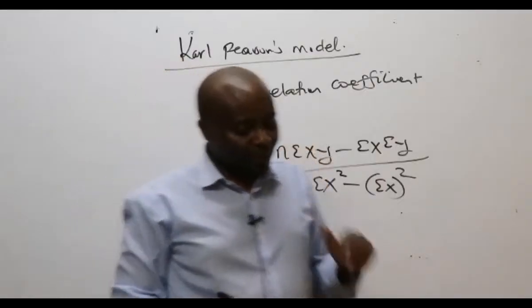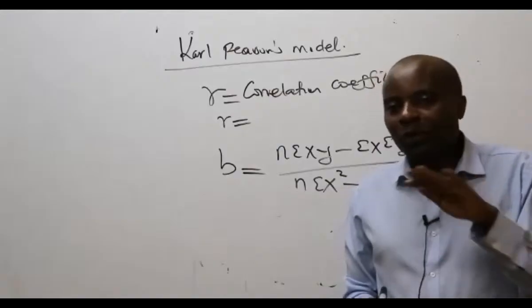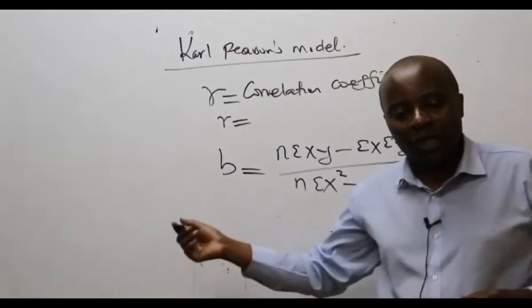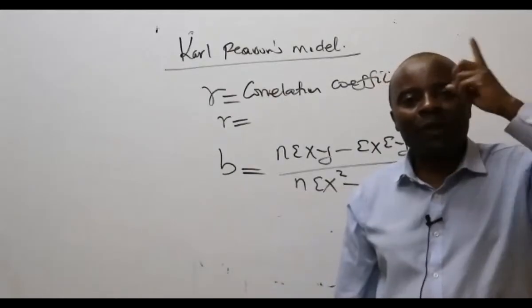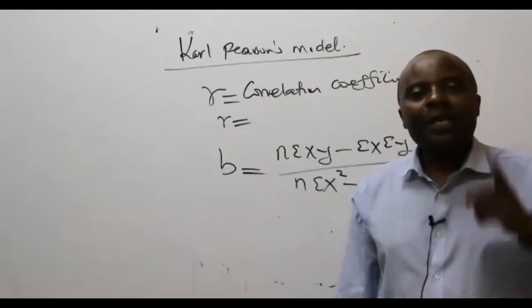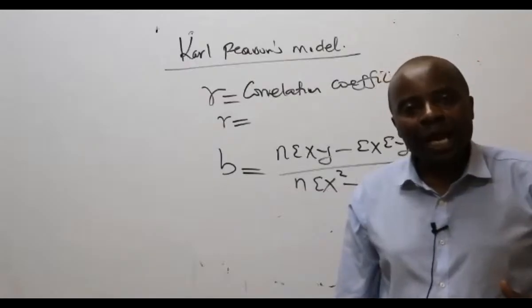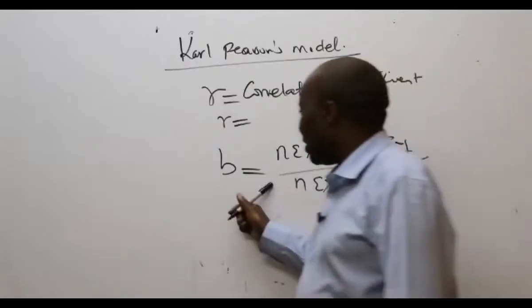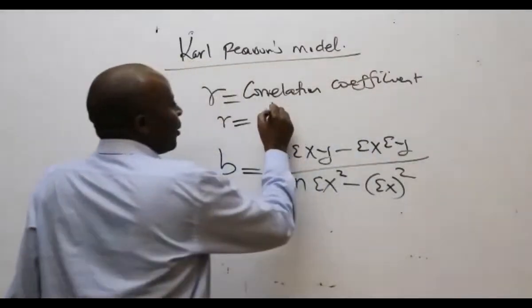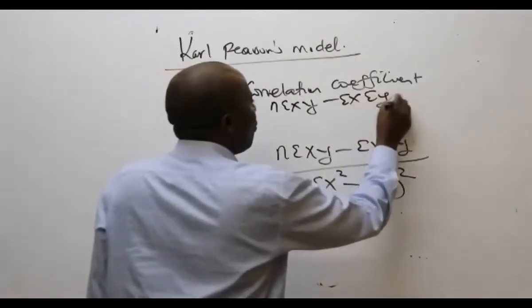Ladies and gentlemen, let me repeat this. I may forget about many things, about these formulas, but one thing that will never escape my memory is that the numerator of R is the same as the numerator of B. So the numerators are the same. So we have here n summation of xy minus summation of x, summation of y, all over.